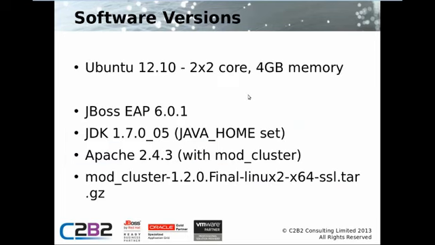The software versions I've used for this demo: it's a VM with Ubuntu 12, dual core with 4 gig. We're using JBoss EAP 6.0.1, which is the latest version. We're using JDK 1.7, and we've got the JAVA_HOME environment variable set. And we'll be using Apache 2.4.3 with mod_cluster.